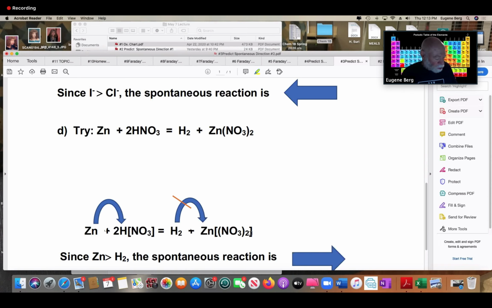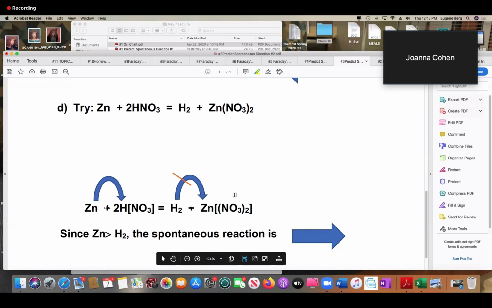It looks to me like zinc is about a quarter of the way down on the chart, and hydrogen, notice, is nicely mixed, it's in the middle. So zinc is a better electron pusher, it gets to be the reactant. Okay, so therefore the reactant is on the left and the reaction goes to the right-hand side. Joanna, does that seem okay? Yeah, that does make sense.